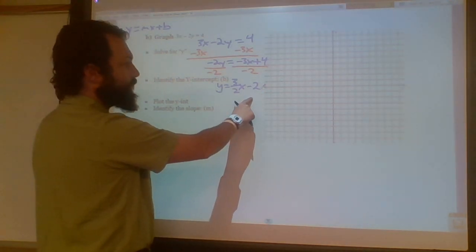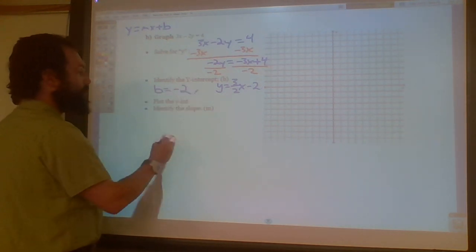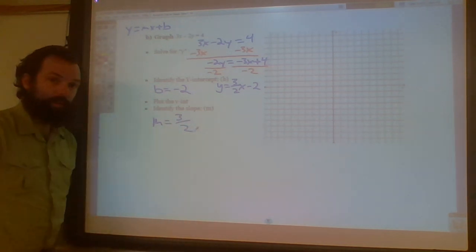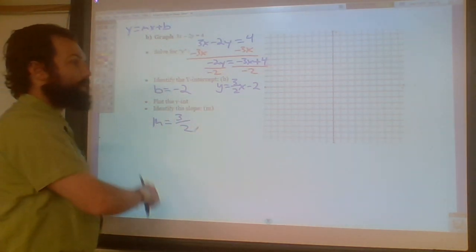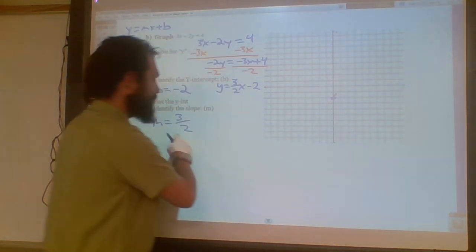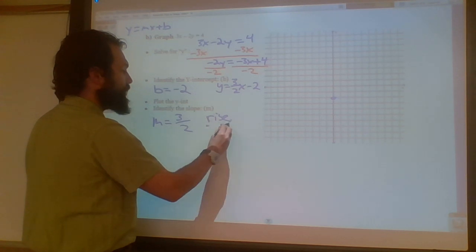Here's our equation in y equals mx plus b. My b value is negative 2, and my slope is 3 over 2. So I'm going to plot my y-intercept and use the slope, thinking about rise over run.